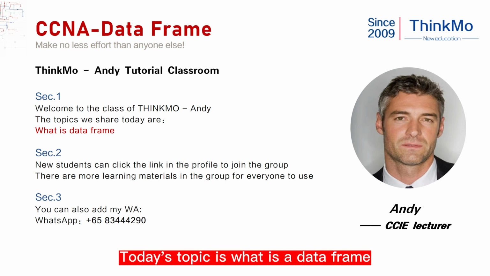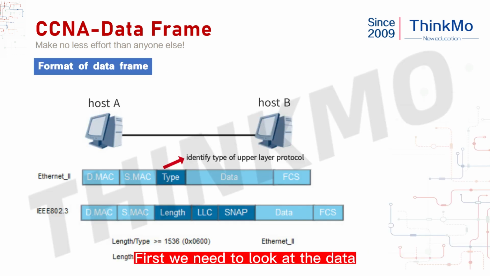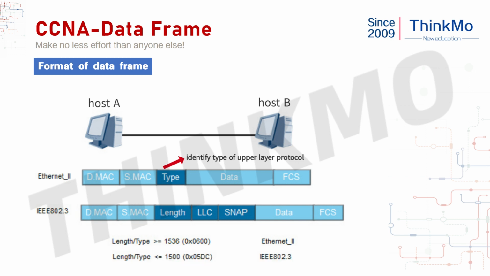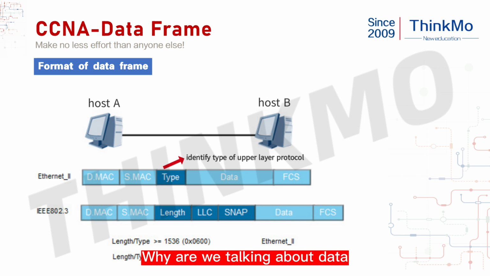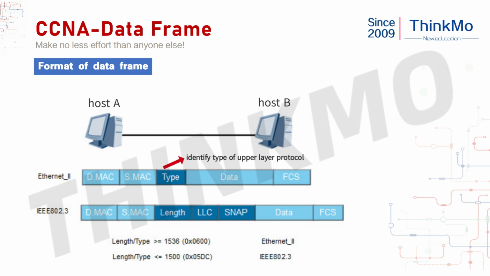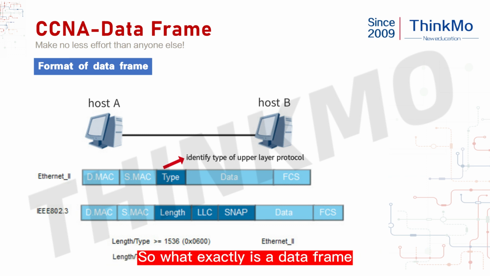Today's topic is what is a data frame. First, we need to look at the data. Why are we talking about data? In today's internet, every household has a network. Then we have to find out how data is forwarded on a physical line. So what exactly is a data frame?